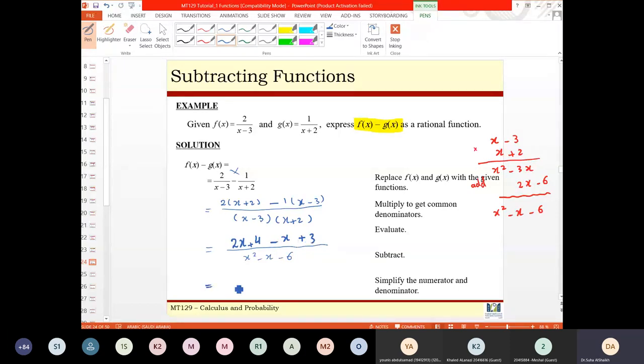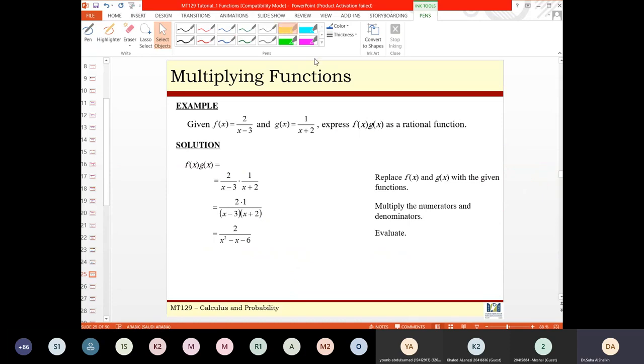Collect the like terms now. 2x minus x is x. 4 and 3 is a 7. And the bottom part is x squared minus x minus 6. And this is the subtraction of the two functions. Got it? Huh? Any question? This is the easiest way إن to add the fractions. البottom نضرب في بعض بعدين نسوي cross. Okay?